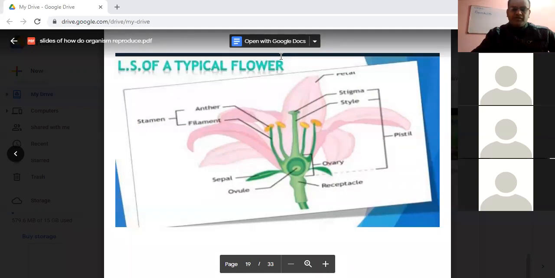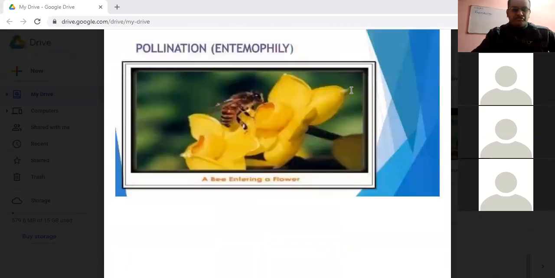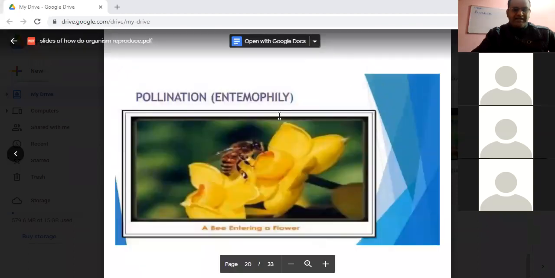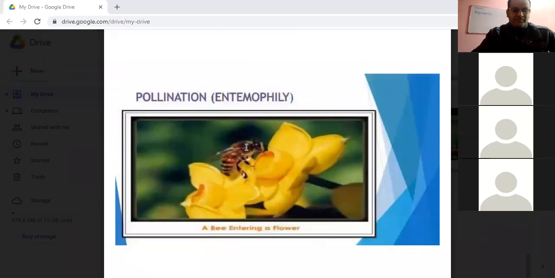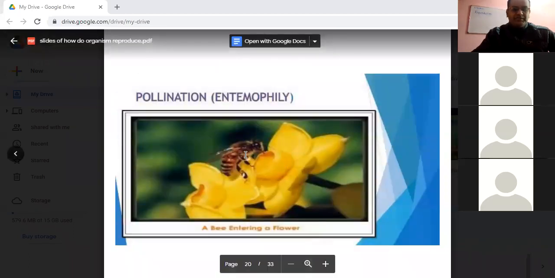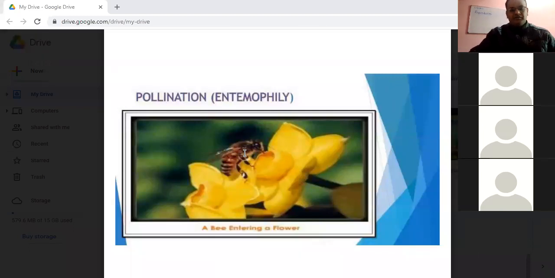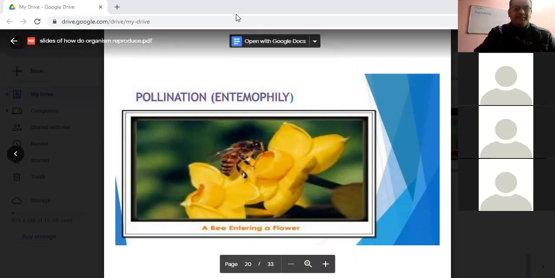Okay, good. So students, we discussed pollination also. Here you can see that a bee is a pollinator entering a flower. It is entomophilia. The term entomophilia is not included in NCERT. Entomophilia means when the pollination is done by insects, when the pollinating agent is the insect. What does the bee collect from the flower, students?